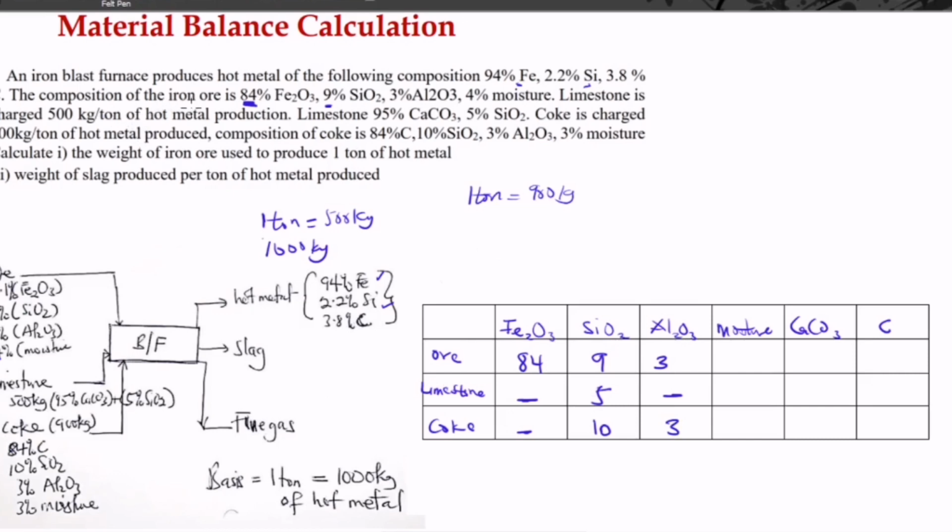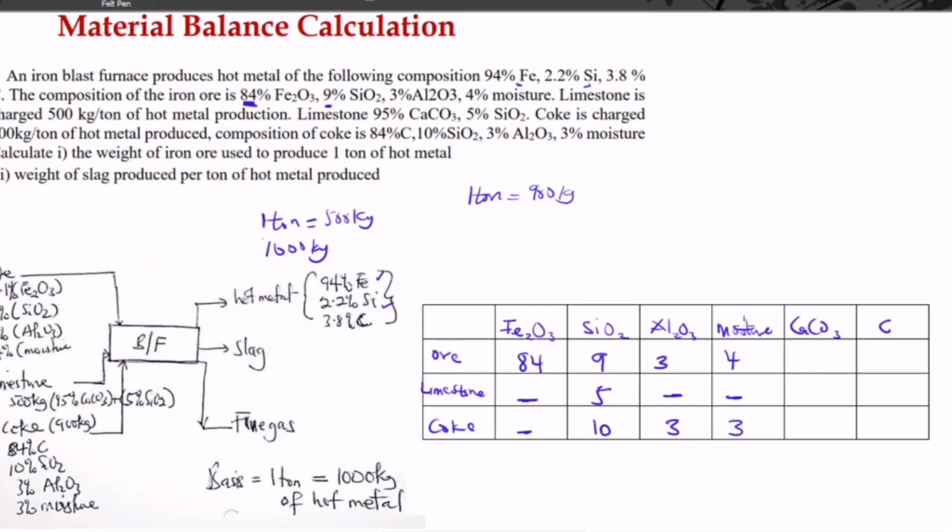For the iron ore, the moisture is 4%. Do you have moisture in the limestone? No, so it's dash. Then for coke, we have moisture to be 3%. Then we go back to the calcium carbonate.